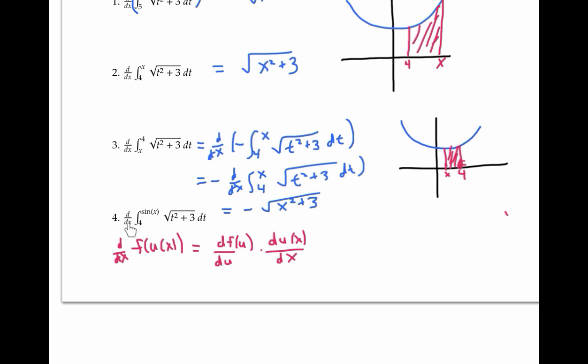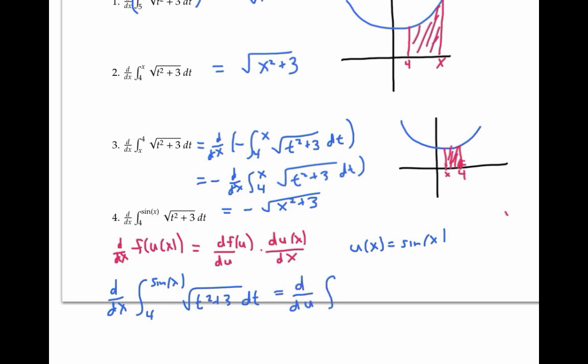Applying the chain rule to our accumulated area function, where u of x is sine x, we have that the derivative with respect to x of the integral from 4 to sine x of the square root of t squared plus 3 dt can be written as the derivative with respect to u of our accumulated area function from 4 to u of the integrand times the derivative with respect to x of our u of x, which is just sine x.